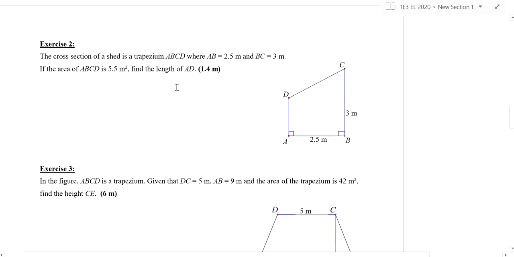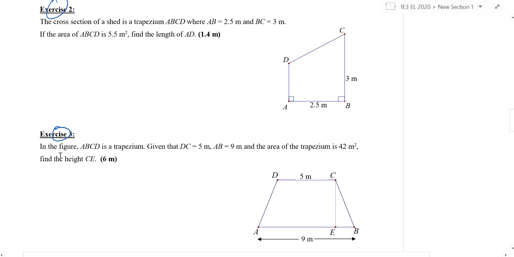Now, please try exercise 2 and exercise 3 by yourself. The final answers are given over here. Again, it is the direct application of the formula.